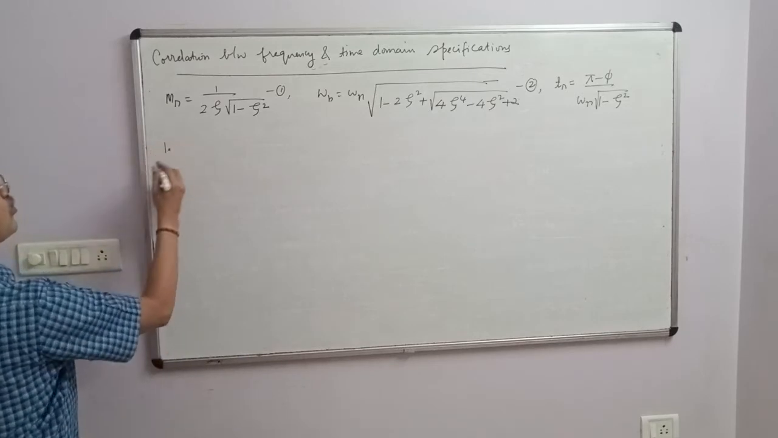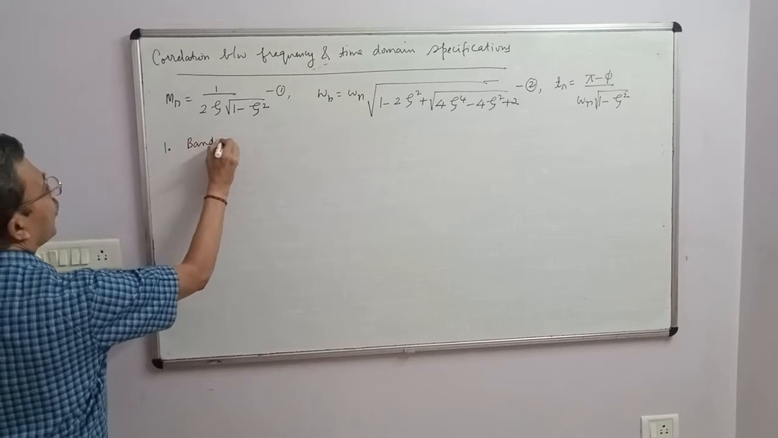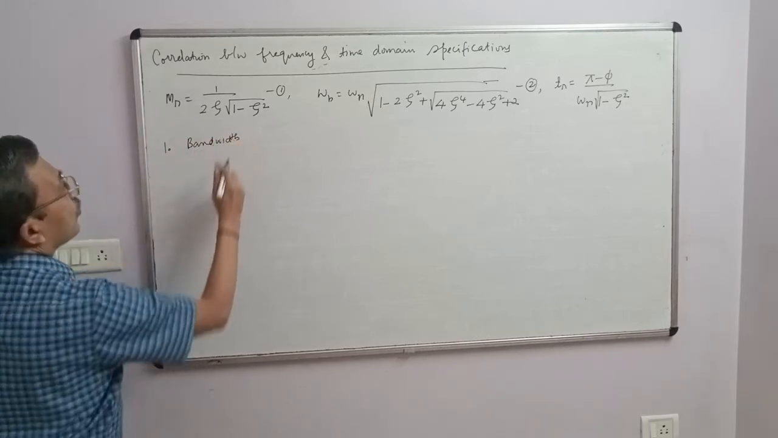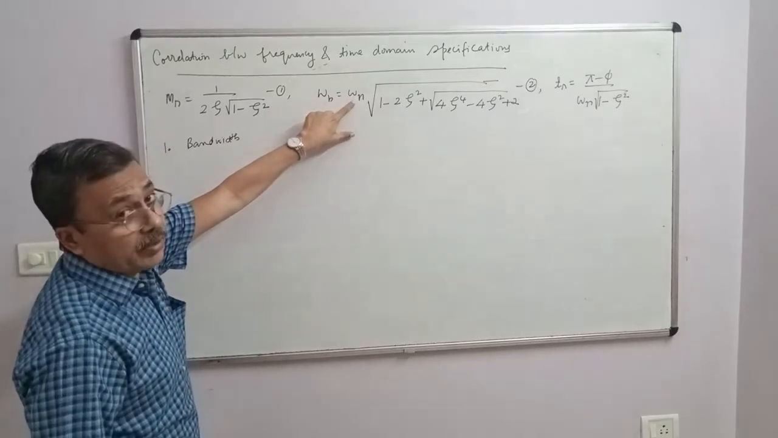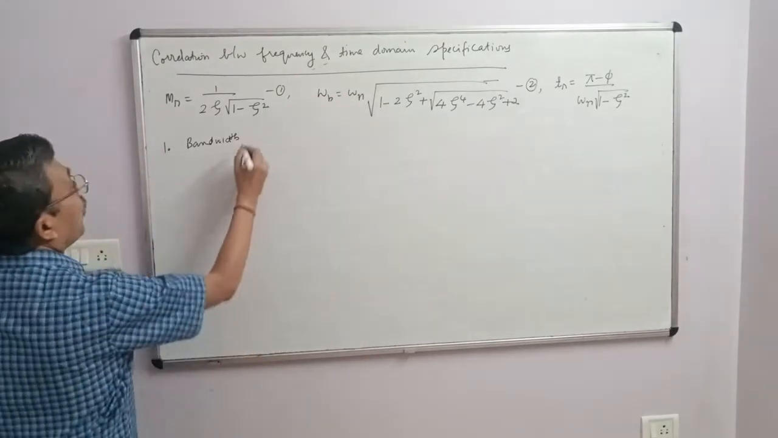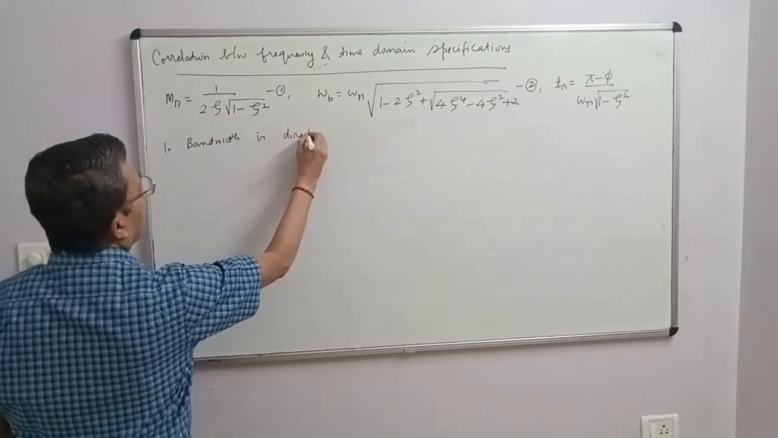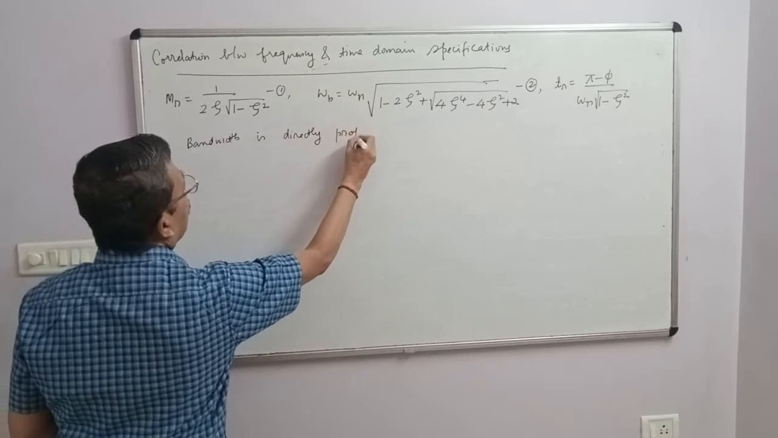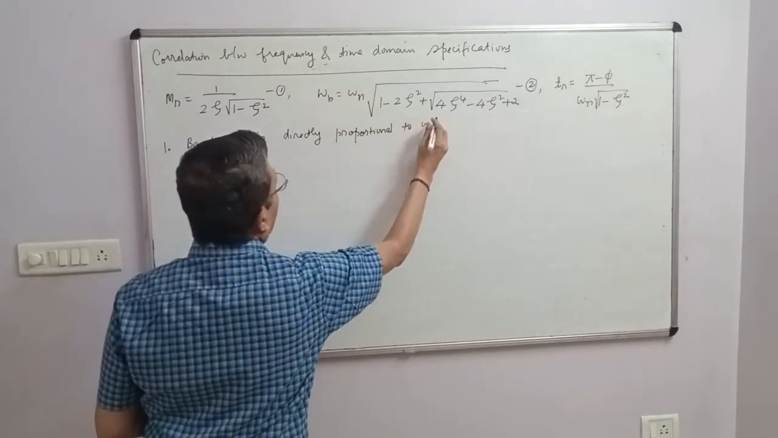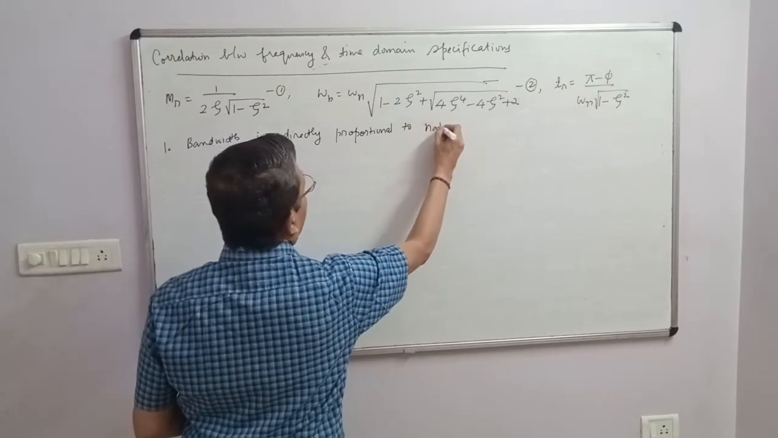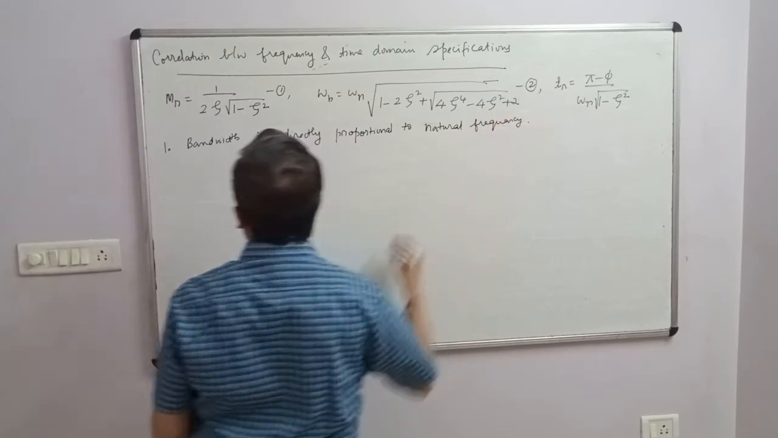First, bandwidth. Omega b is a frequency domain specification, omega n is a time domain specification. Omega b, that is bandwidth, is directly proportional to omega n, the natural frequency.